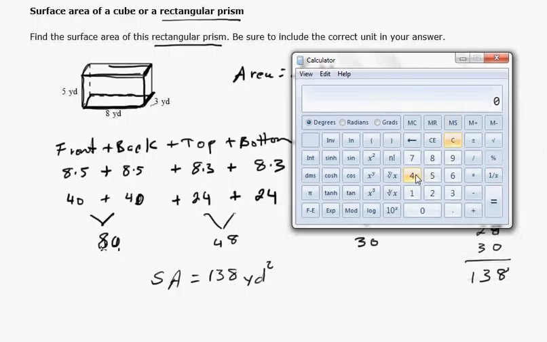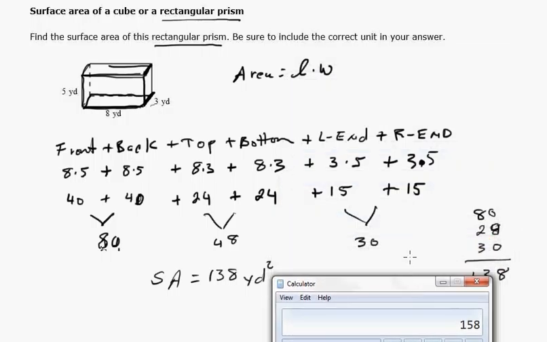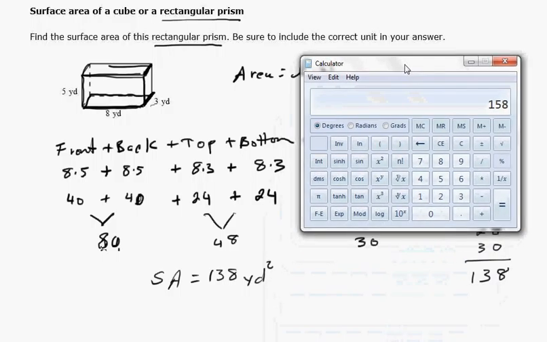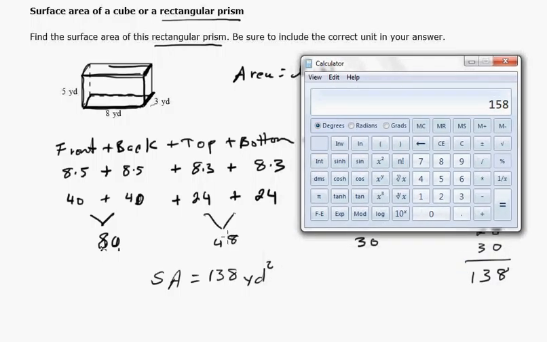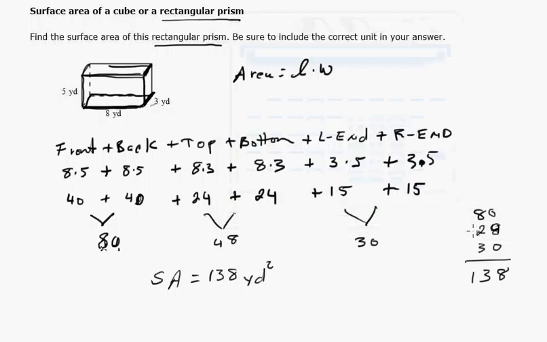Here we could say 40 plus 24 plus 24 plus 15 plus 15. That's 158. Uh-oh, where did I mess up? Let me try that again. Where did I mess up? Oh, I should have put a 4 right there.